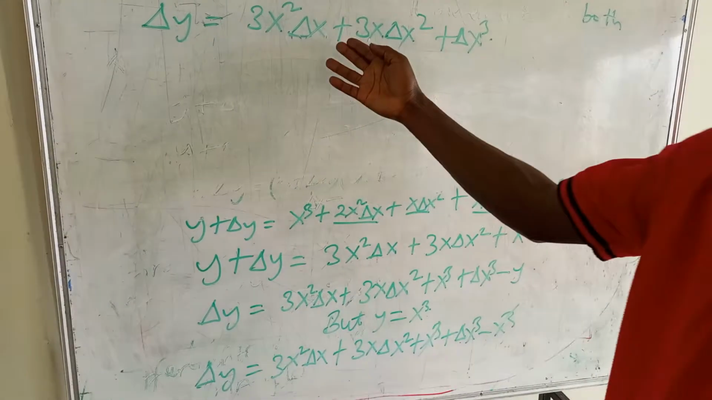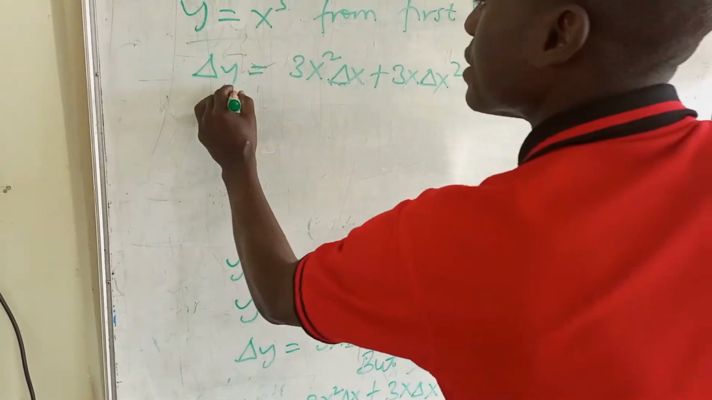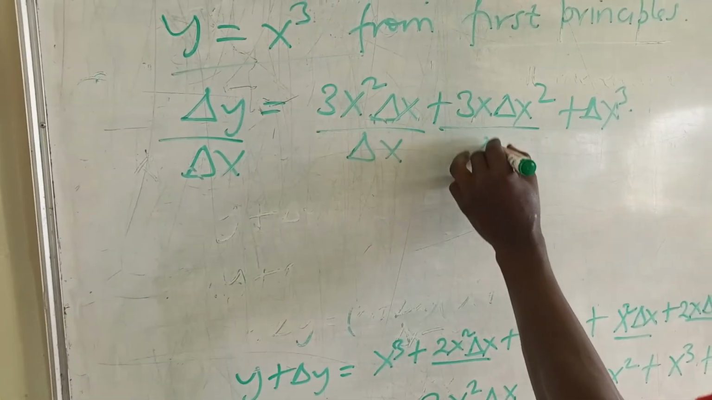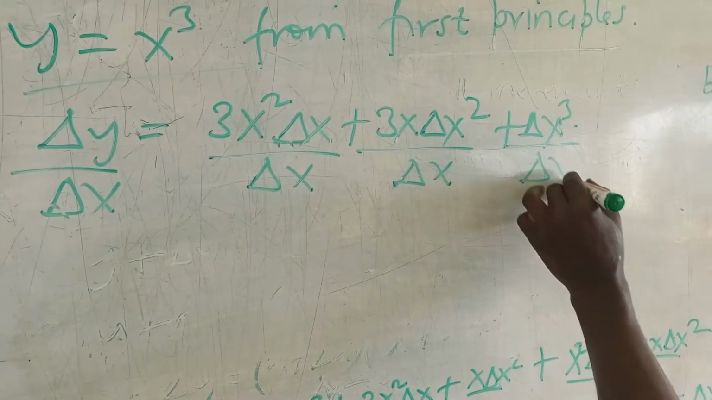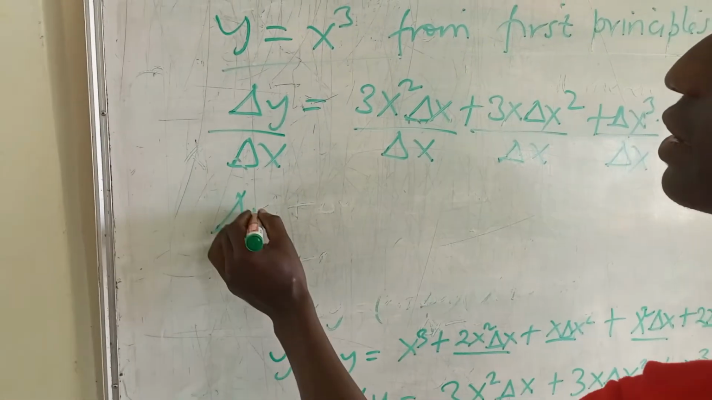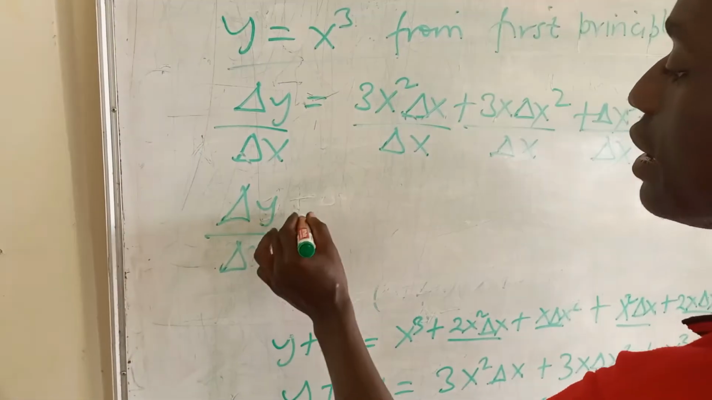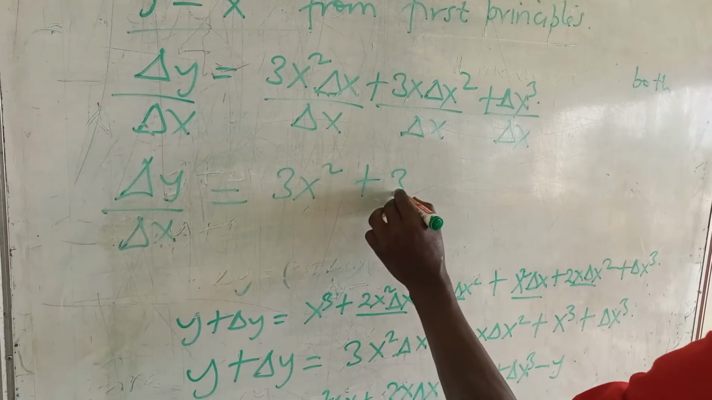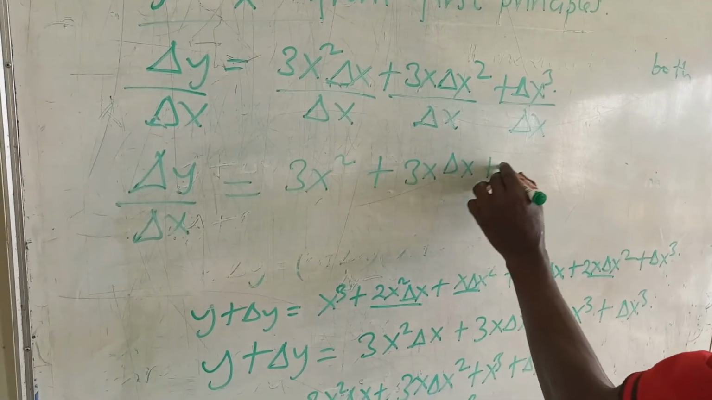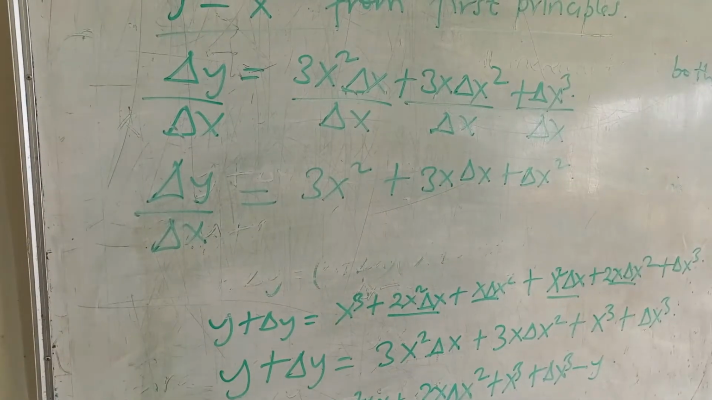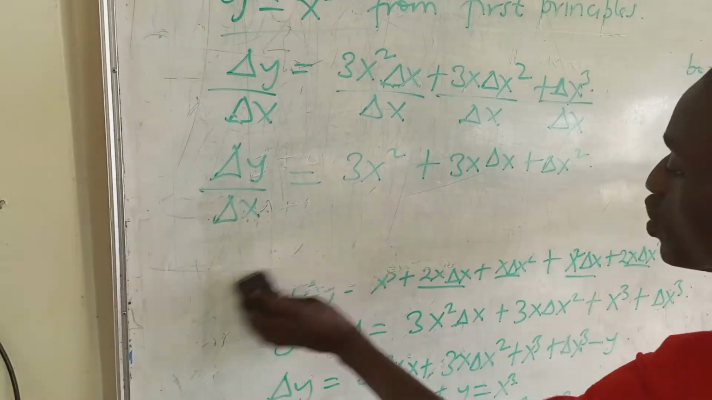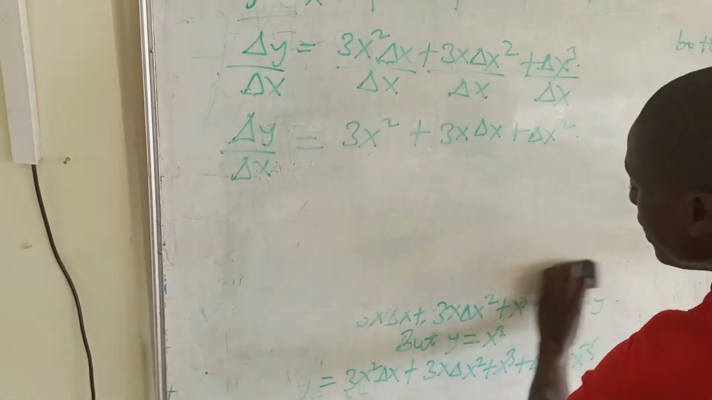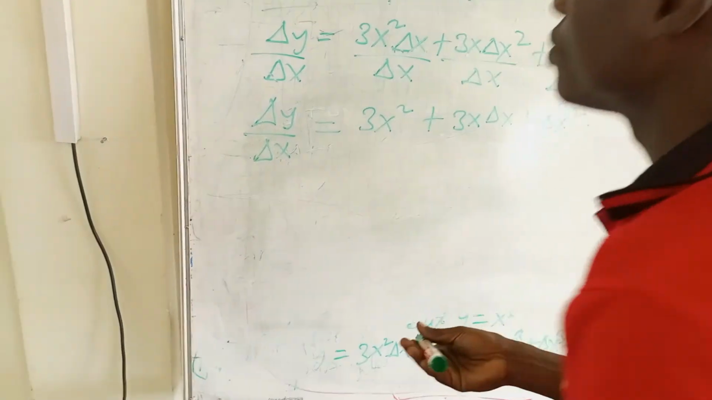So our task is to divide by change in x on both sides. So we remain with change in y over change in x is equal to 3x squared plus 3x change in x plus change in x squared. Therefore, I substitute into my relation which tends the change in x to 0.